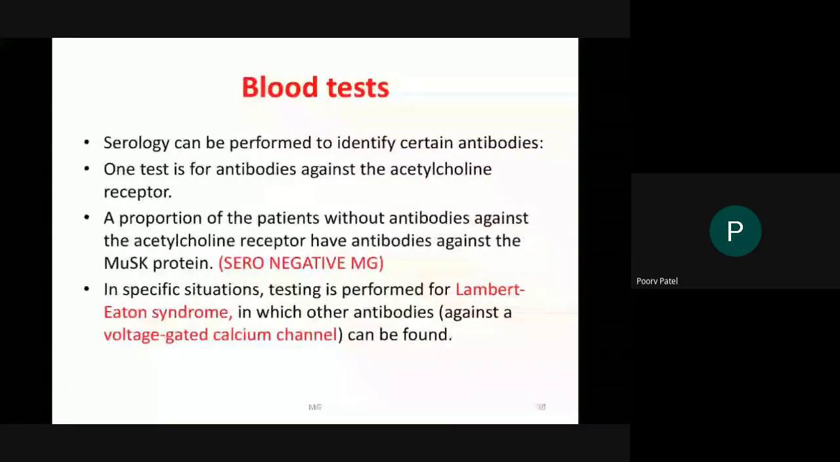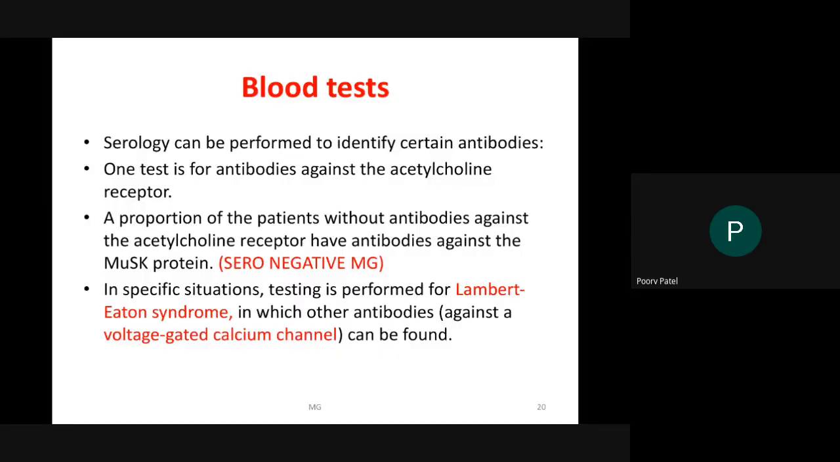Okay. In Lambert-Eaton syndrome, antibodies against voltage-gated calcium channels can be found. That is something we find in Lambert-Eaton syndrome, but not in myasthenia gravis. Electrodiagnosis can be done very easily through RNS, repetitive nerve stimulation, and surface EMG, SF-EMG.